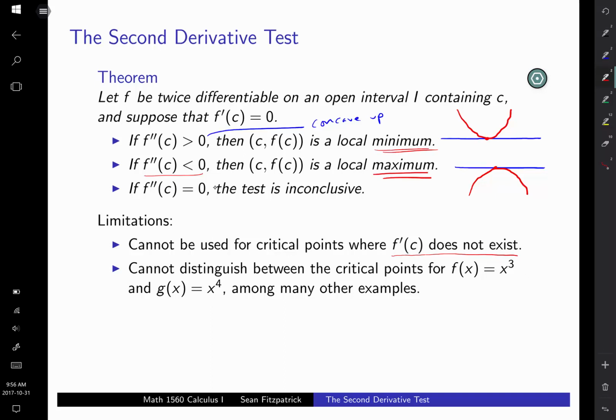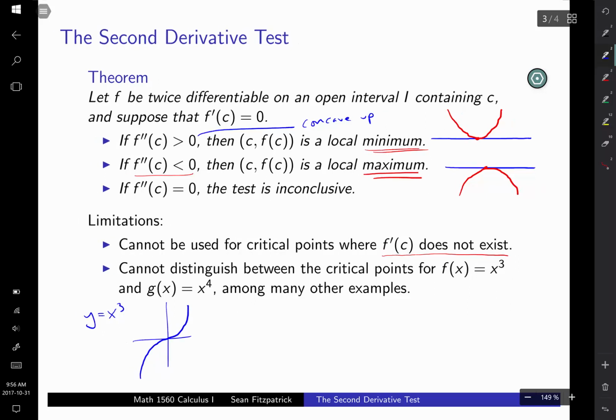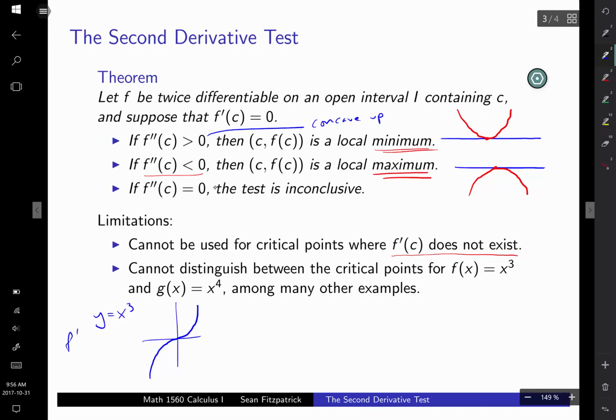In these two basic examples, we can see that for y equals x cubed, the graph looks like this, right? But when we calculate f prime, f prime is 3x squared, so f prime of 0 is 0. We have a critical number at 0. But f double prime is 6x, which also equals 0 at 0.